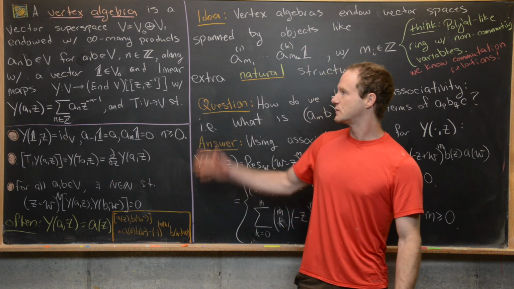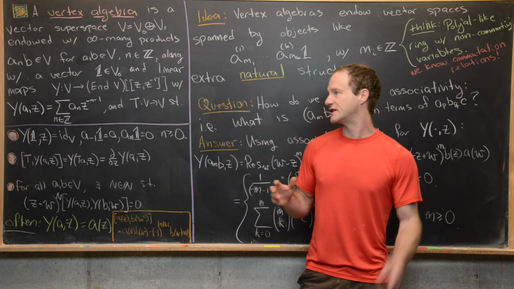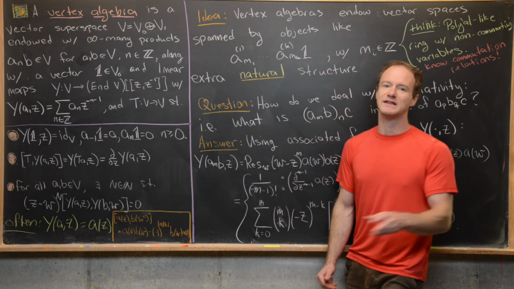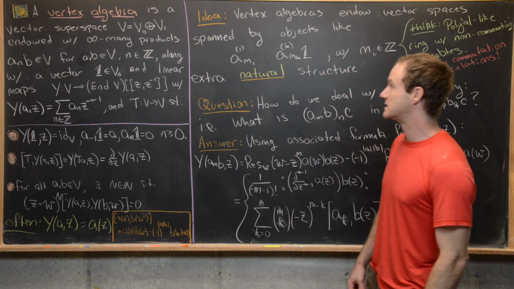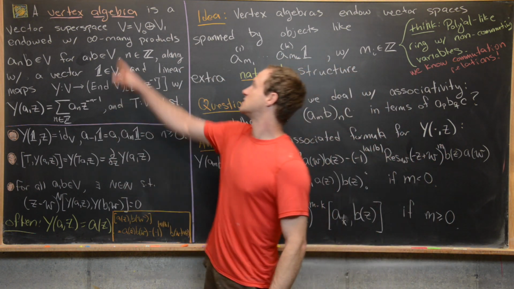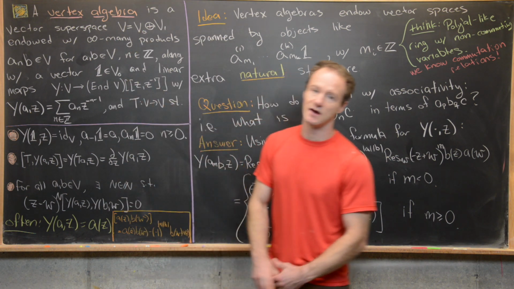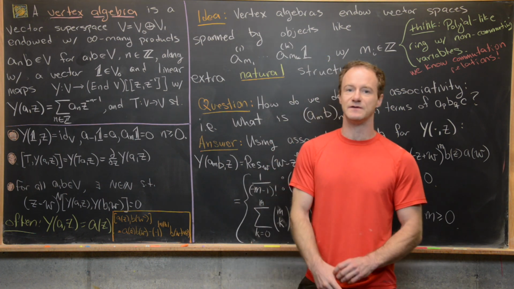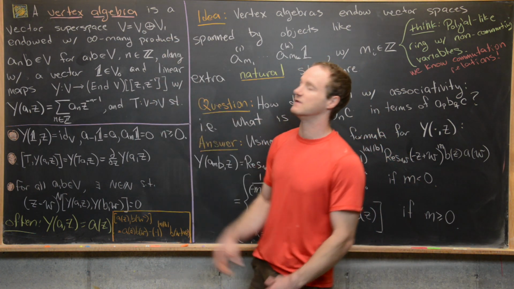So before we get into it, let's recall our definition. This isn't quite careful enough to be a super precise definition, but it's close enough for us at the moment. A vertex algebra is a vector superspace. That means it is a direct sum of even components and odd components. The even components live in V0 and the odd components live in V1.